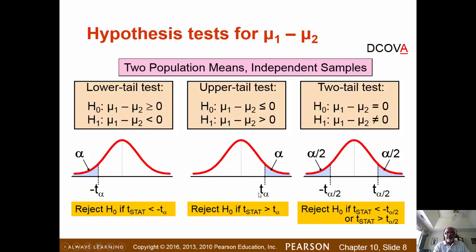In each of these three different cases, our hypothesis test critical area would be like this. In the case of the less than alternative, the rejection region is on the left. For greater than 0, the rejection region is on the right. And in the case of the two-tailed test, it will be alpha over 2 equally divided into the two tails.